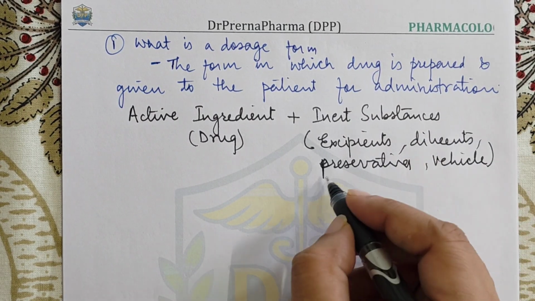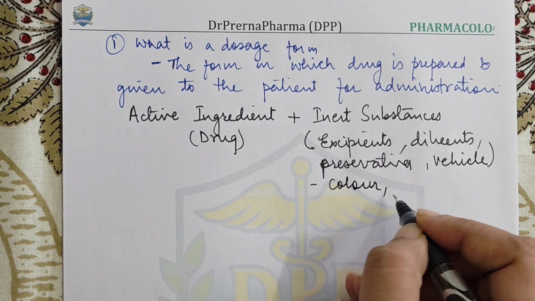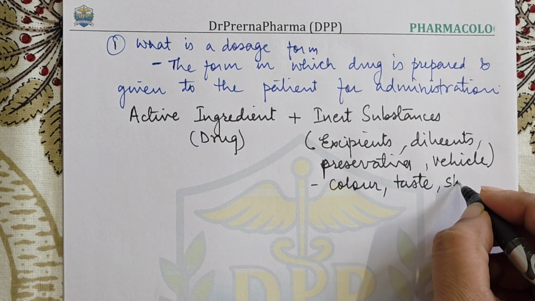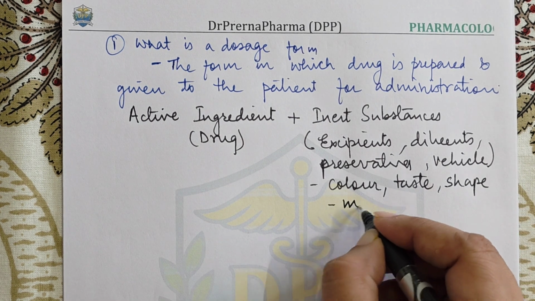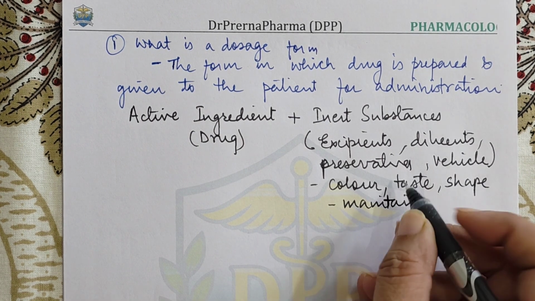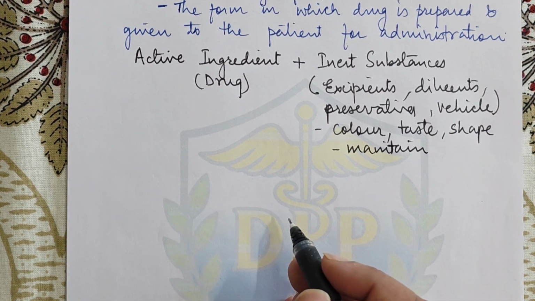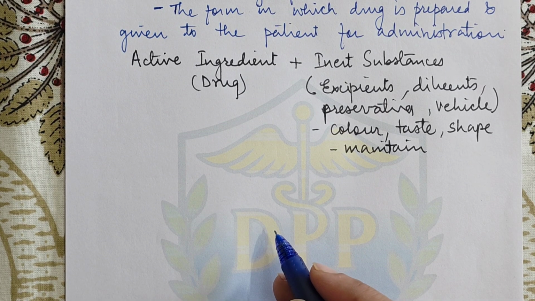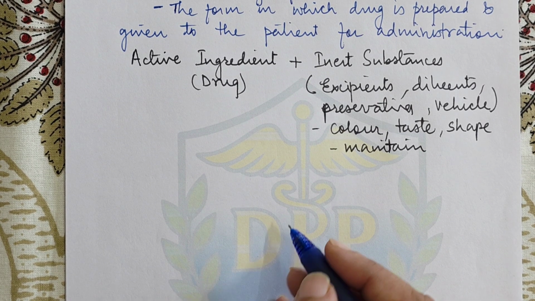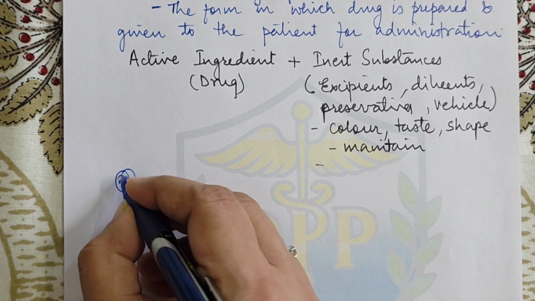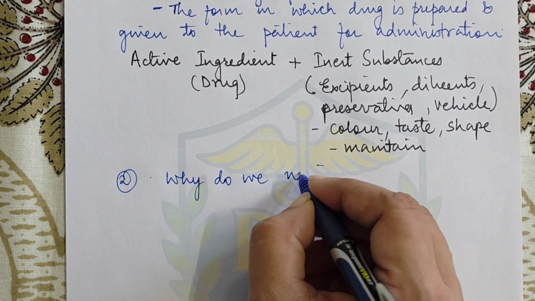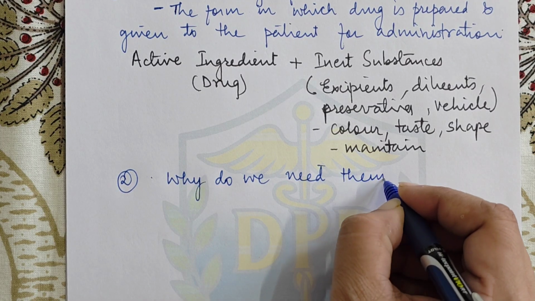So these are important, or they impart a specific color, or they mask the bitter taste of the drug, or they just give a shape and basically maintain that particular dosage form. So these are the inert substances which are added with the drug, right? Now these substances, as I told you, make the drug stable, effective and palatable. Now second thing is, why do we need them? Why do we need a dosage form? Why can't we just take a drug like that?